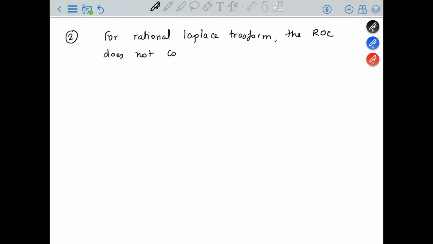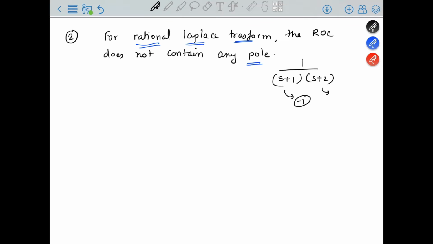The ROC does not contain any pole. So here we have to understand what a pole is, and what a rational Laplace transform is. A rational Laplace transform is basically of the form P by Q, and Q cannot be 0. Suppose we have a Laplace transform of the form 1 upon (s plus 1) into (s plus 2). This is a rational transform, and we have poles at s equals minus 1 and s equals minus 2.